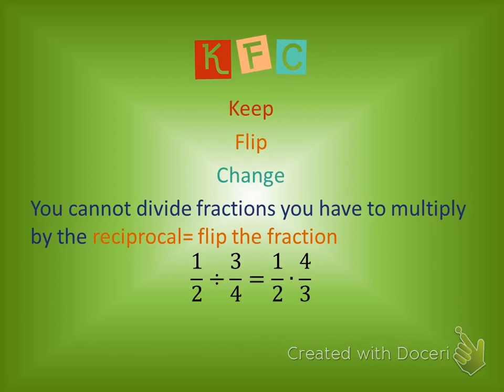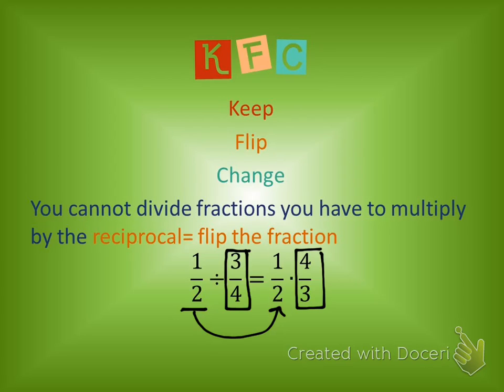What you do is you keep. You're going to keep your first fraction. If I look right here, my first fraction is 1/2. I keep it. I just write the same thing. My second thing I'm going to do is flip. You take the second fraction that they have given you and you flip it.